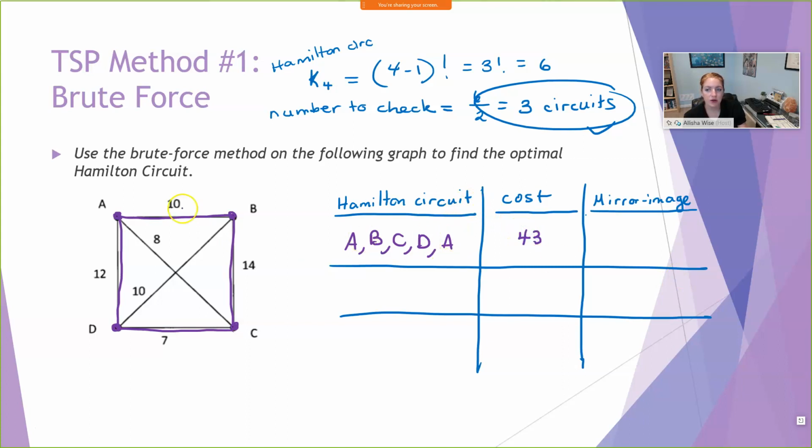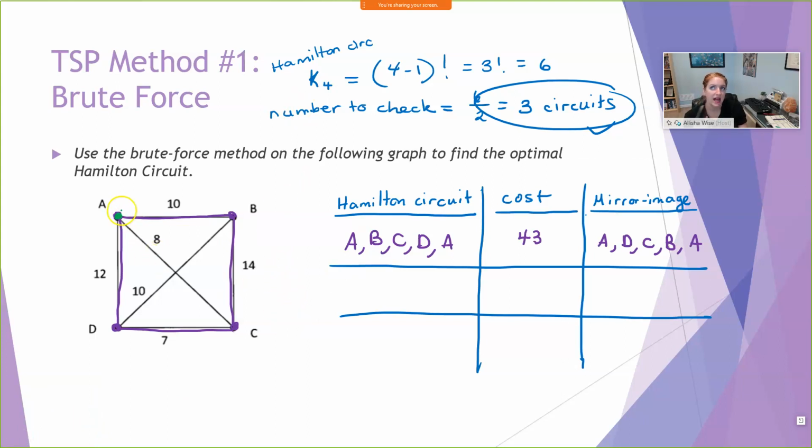Now I'm going to write the mirror image. Remember, the mirror image is just this written backwards. A, D, C, B, A. So we can't come up with those anymore. So we need to come up with another Hamilton circuit.